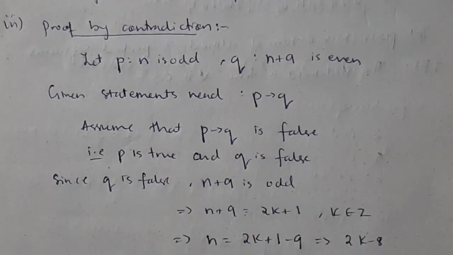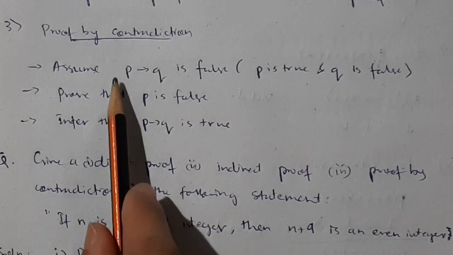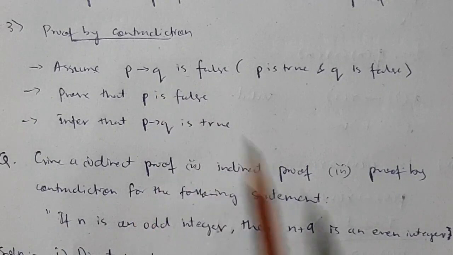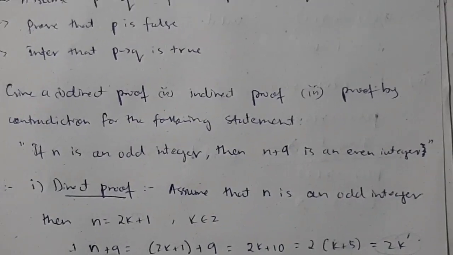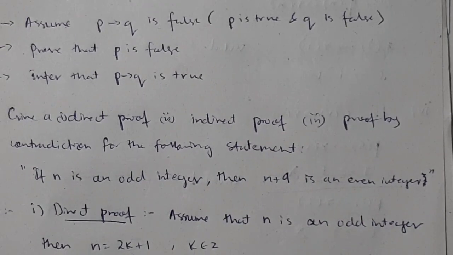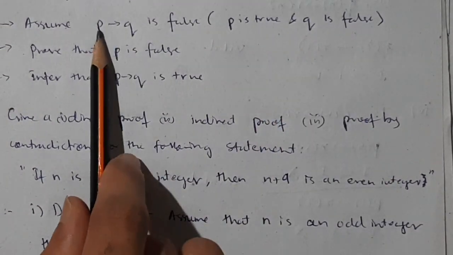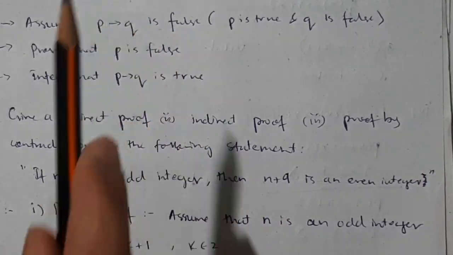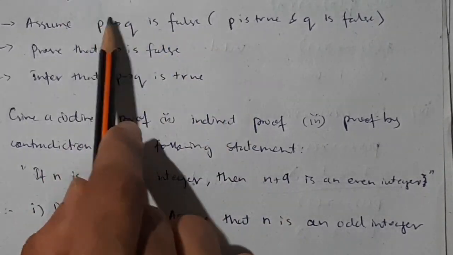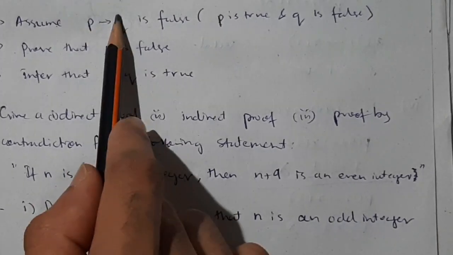Now comes the proof by contradiction. Assume that p conditional q is false. That's the first step. That means p is true and q is false. Remember, in a conditional, if p conditional q is false, only one case is possible: when p is true and q is false, only then is p conditional q false. So we got p is true and q is false.